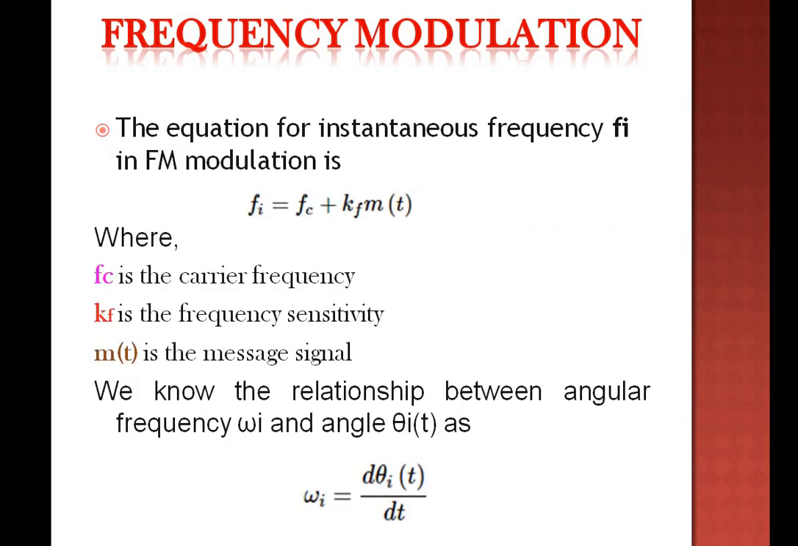Okay. Now we will see the mathematical expressions, how we have to define them. The equation of the instantaneous frequency of an FM wave is given as Fi equals Fc plus Kf into m of t. After frequency modulation has been done, what is the frequency? That is given as Fc plus Kf into m of t. What is Fc? Fc is the carrier frequency, as you all know. Kf is the frequency sensitivity. Then m of t is, as you all know, the message signal.